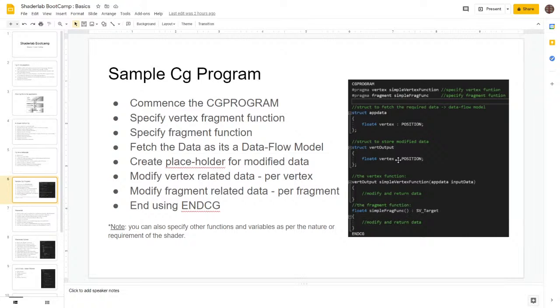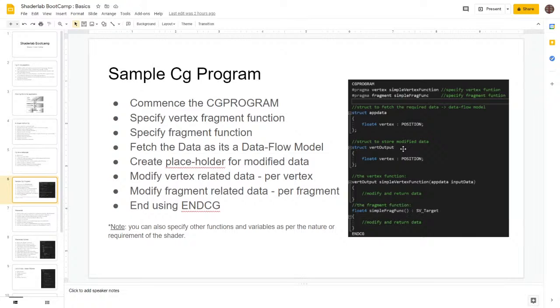Okay, so we make one more structure similar to the previous one, and in that we say that this structure will have the same vertex information, but we are going to write into this. All right, and then we go on writing our vertex and fragment function. So when we write our own vertex function, we have to modify the vertex if required.